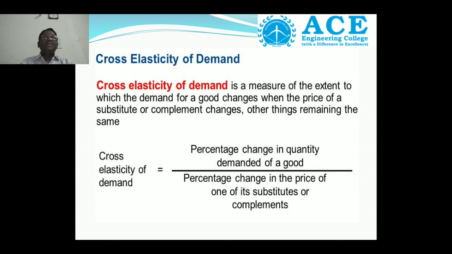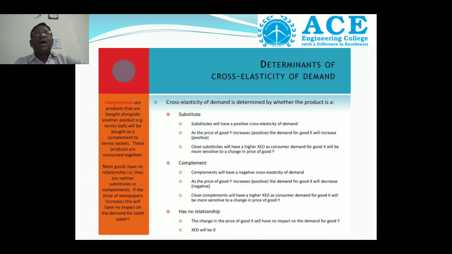So what is cross elasticity? How are we defining it? The numerator is fixed in price elasticity, income elasticity and cross elasticity: the percentage change in the quantity demanded of a good. In the denominator of cross elasticity of demand, we write the percentage change in the price of one of its substitutes or complements. We already discussed the meaning of substitute and complement. Then what are the determinants of cross elasticity of demand? The determinants of cross elasticity of demand are two.